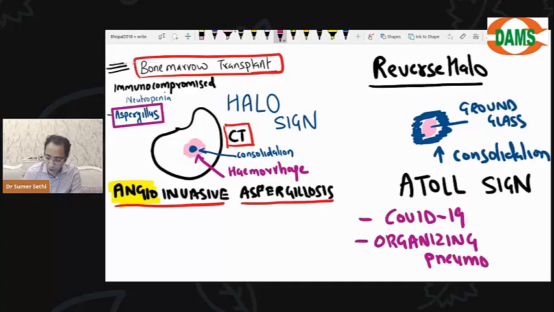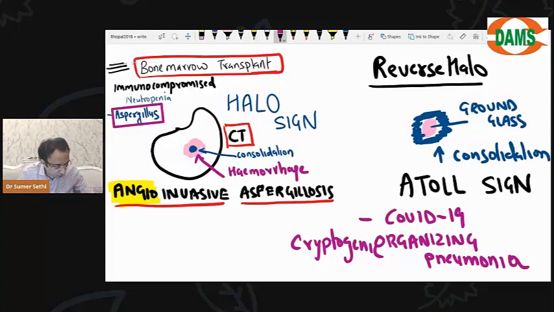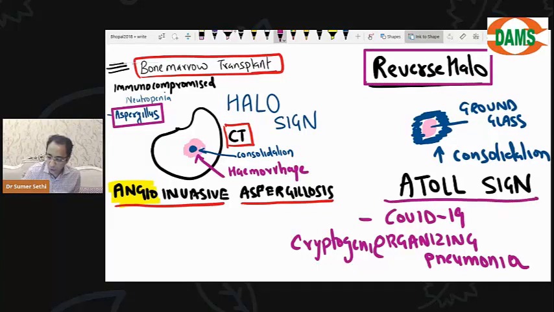Also seen in collagen vascular disorders, or rheumatological disorders, and cryptogenic organizing pneumonia. Okay, so I hope somebody was saying COVID. Now you get it. In COVID, we don't say halo sign, we say reversed halo sign. It will be asked in your exam and you might get it wrong. That's why I'm clarifying it here. Reversed halo is also called the atoll sign.